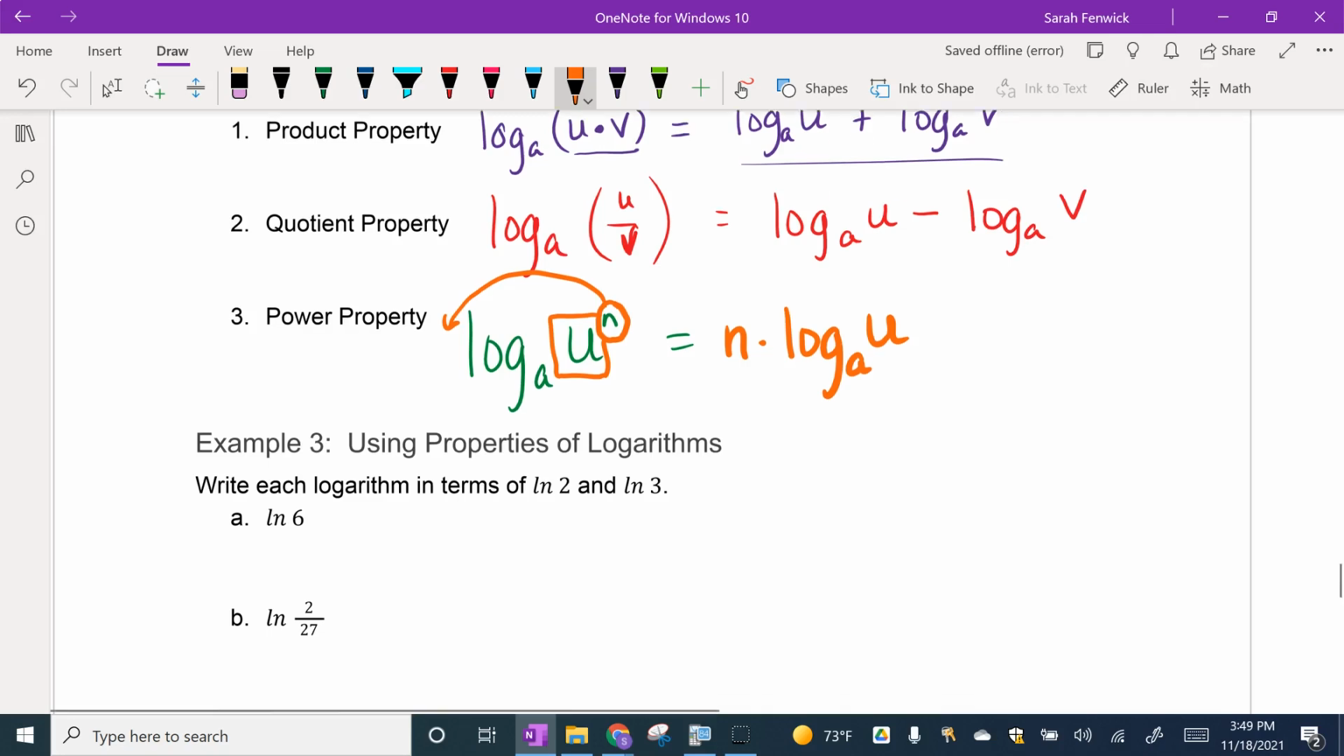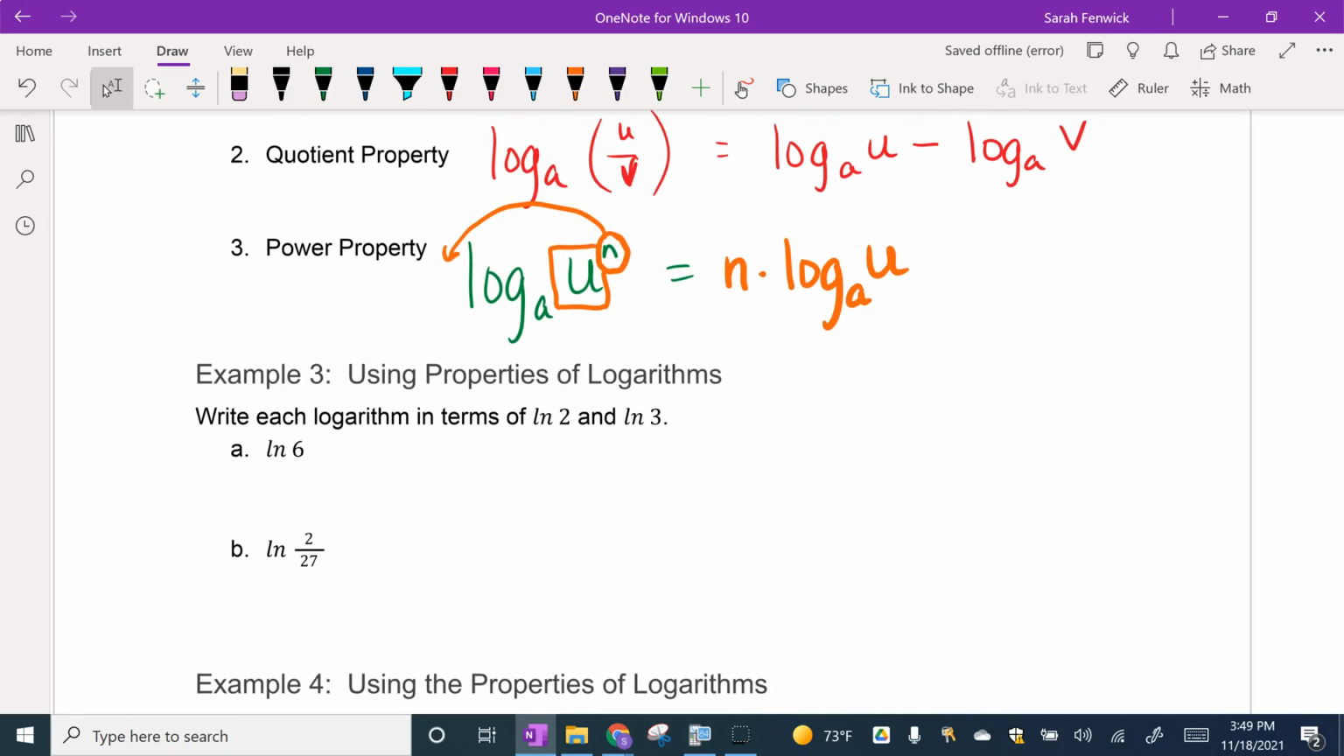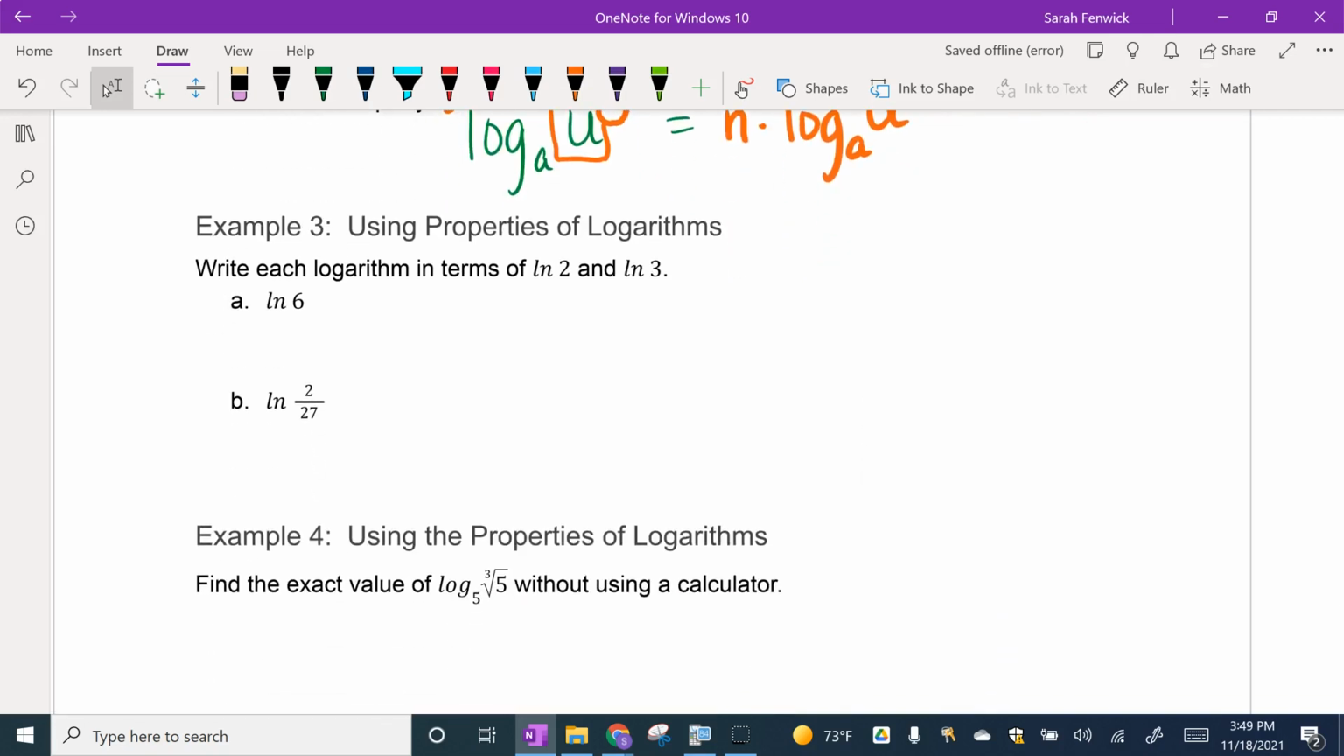So, in example 3, they want me to take the problems that they've given me and rewrite them in terms of ln 2 and ln 3. In other words, they want their answers to specifically use ln 2 and ln 3. So I'm going to say that I know 6 is 2 times 3. Since that's multiplied arguments, I could break it up into ln 2 plus ln 3.